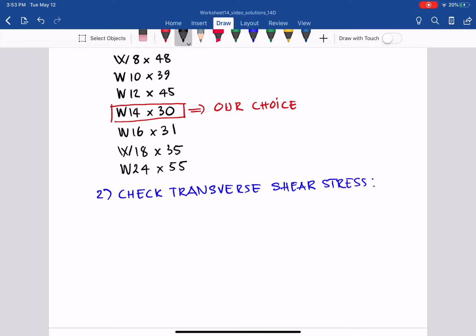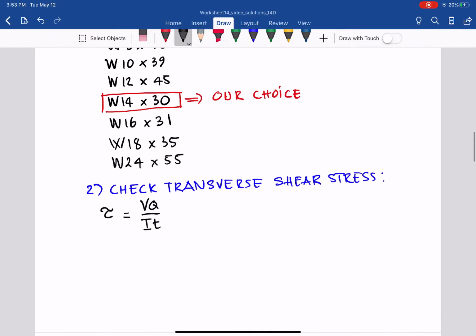So the equation from the lesson we learned, lesson 10, for the transverse shear stress is tau equals VQ over IT. If you are not very sure about that, go back to that lesson and check. V is the internal shear force, Q is the first moment of outward area, I is the area moment of inertia of the cross-section area, and t is the thickness or the width of the beam at the point of interest, at the point where we find tau.